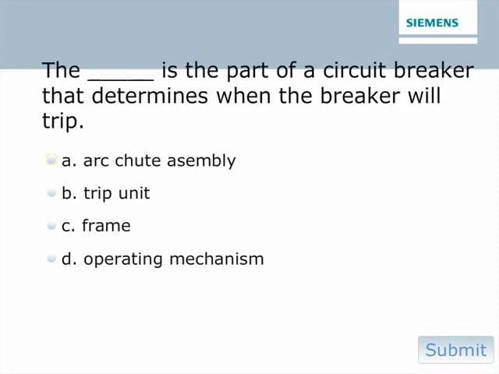Question 5. The blank is the part of a circuit breaker that determines when the breaker will trip. Is it A, arc chute assembly, B, trip unit, C, frame, or D, operating mechanism?